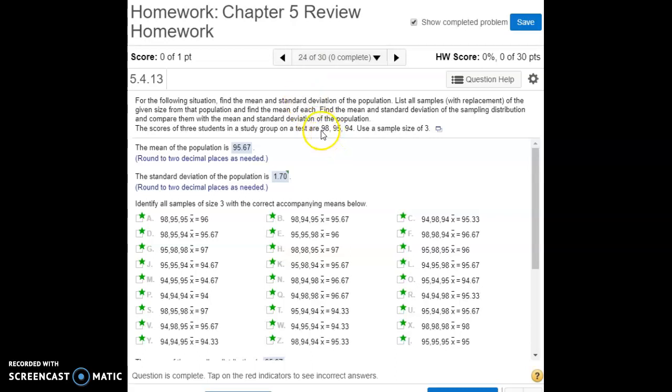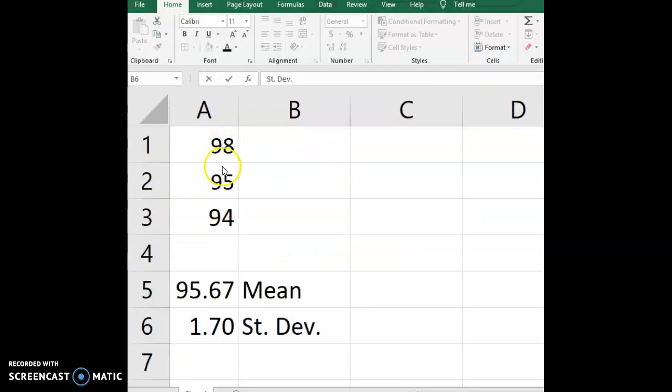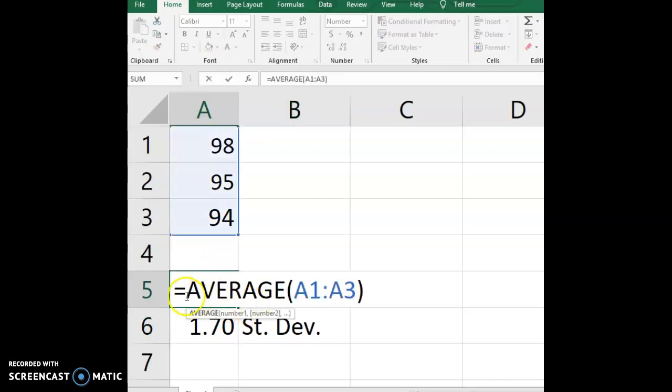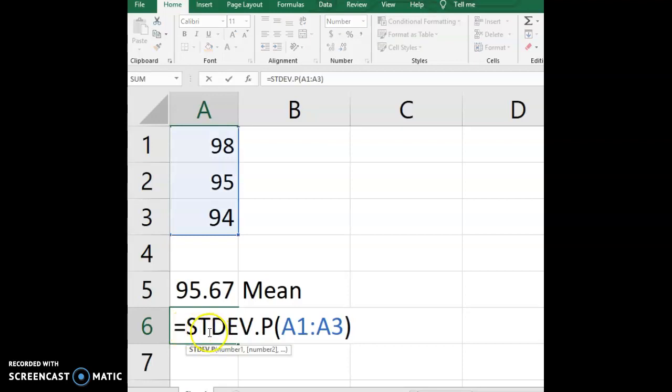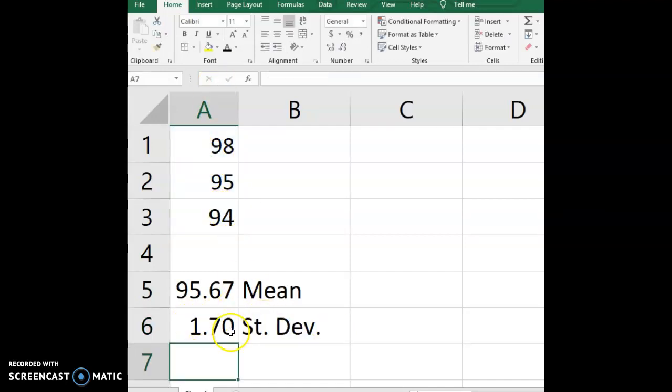Our population is only 3 data values, 98, 95, and 94 in this example. So first, let's find the mean of our entire population and the standard deviation of our entire population. So with these data values, if we do equals average of them, we get the population mean, and we need to do the population standard deviation, so equals stdev.p for population, and we get the population standard deviation.